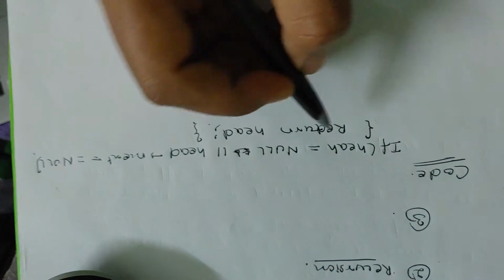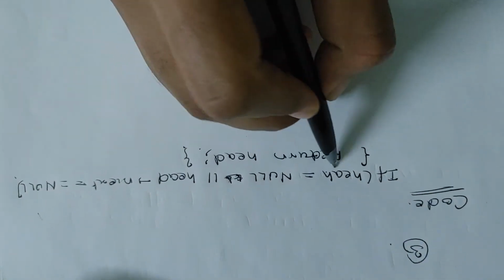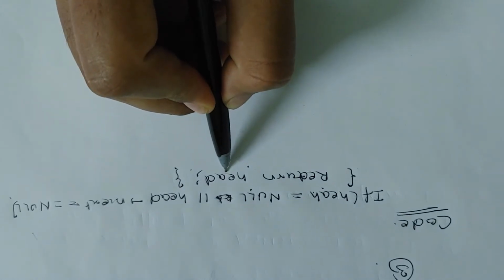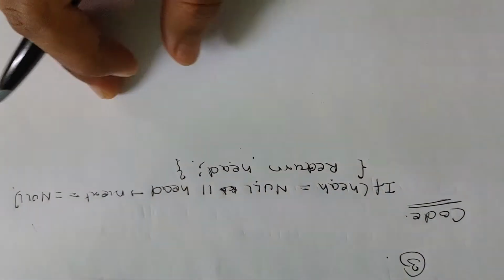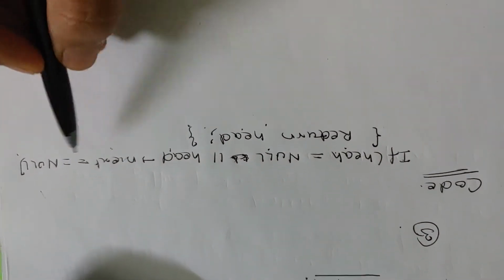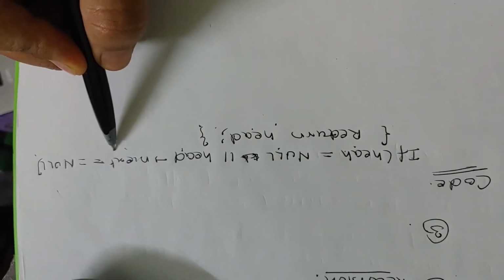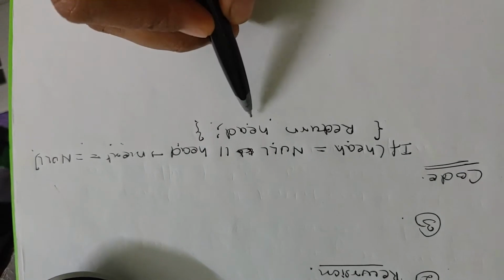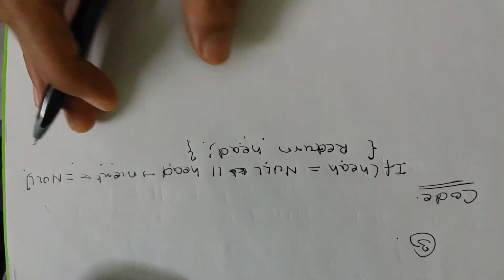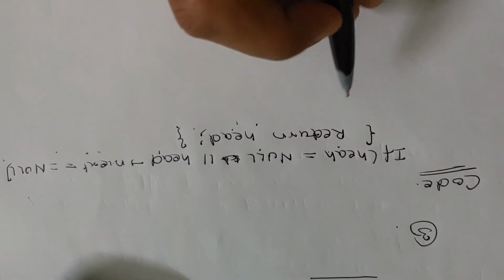Because if the head is null, it will return null. It should return null, because if there's nothing in the list, the reverse of the list is nothing, no? And if there's only one element in the list, it will return that one element, the first element. The reversal of that list is that list only. So after that we'll call recursion.